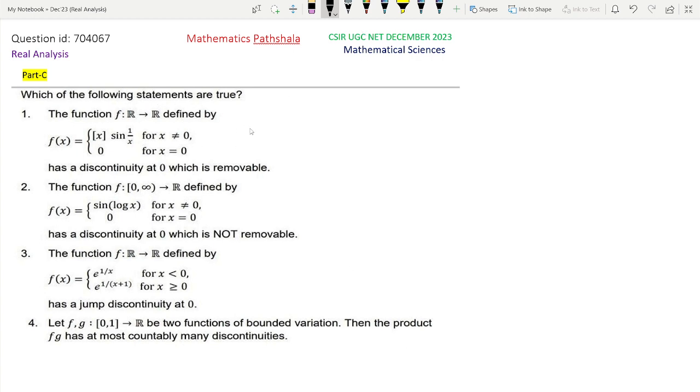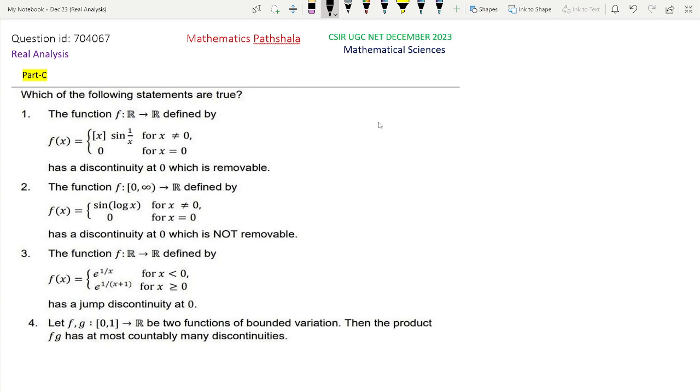The function f from R to R defined by f(x) = |x| sin(1/x) for x not equal to 0, and 0 for x equal to 0. It says that this function has a discontinuity at 0 which is removable. If f has a removable discontinuity at 0, then we must have limit as x tends to 0 plus of f(x) equal to limit as x tends to 0 minus of f(x). Both should exist and they should be the same.